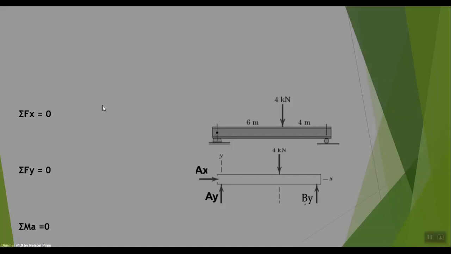We will write the three equations equal zero, and we have AX equal zero because it is the only force in the X direction. And we write sigma Fy equals zero: AY in the up direction, plus BY, minus 4 equals 0. We have two unknowns, so we cannot find a solution yet. So we will take the moment at A. We choose A because A cancels more forces. We have BY with the distance 4 plus 6, and minus 4 kilonewton multiplied by 6, equal to 0. Now we find the BY, so we can find AY.